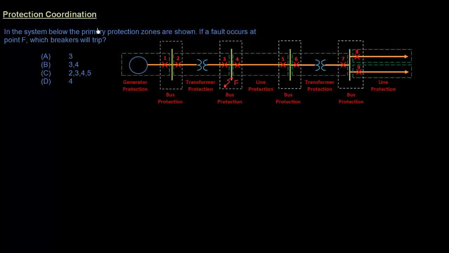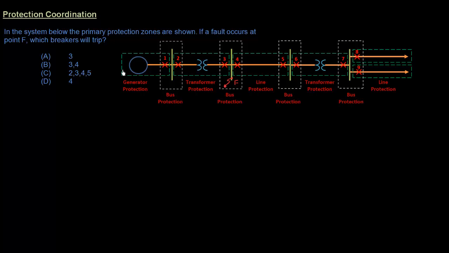Our focus for today in this very wide topic is going to be zones of protection. Before we get into the details though, let's read our question. In the system below, the primary protection zones are shown. So these are the primary protection zones. If a fault occurs at point F, which breakers will trip? And this is where our fault is occurring.